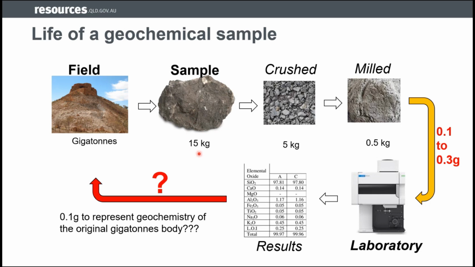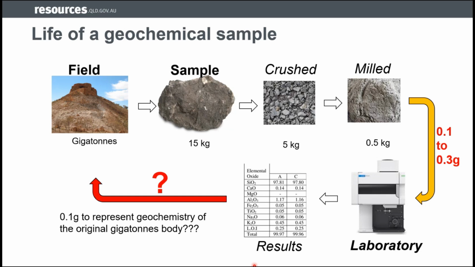I'll start with an example of 15 kilograms. From that 15 kilograms, you clean it up, cut away all those weathered areas, and you can probably get 5 to 10 kilograms and crush it. From the 5 to 10 kilograms, you mill only half a kilogram in most cases. And from the half a kilogram, you take only 0.1 gram to go into the lab, or 0.3 if you're really generous and willing to pay the extra money.